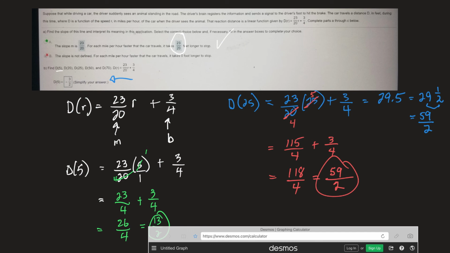For me, a fraction, in this case, saying it takes you 59 over 2 feet to stop, doesn't make a whole lot of sense. Typically, you'd write that as a decimal. That gives you a little bit more idea of how long it's going to take you to stop. All right, hopefully that helps.